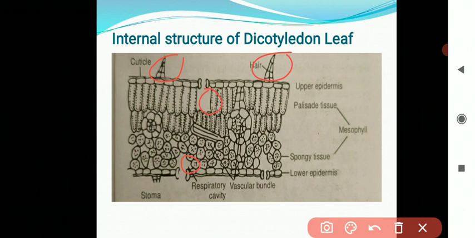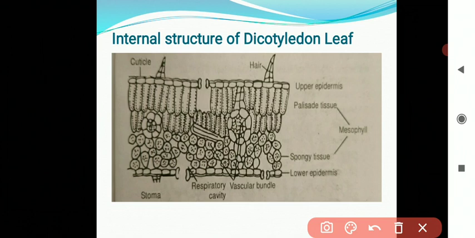The epidermis also prevents entrance of pathogens into the interior of the leaf. As the epidermis is the outermost continuous layer, it prevents the entrance of pathogens or infectious organisms, microorganisms inside the leaf. Another most important function of the epidermis is the protection of soft internal tissue of the leaf from mechanical injury. So this is all about the first region of the bifacial structure of the leaf, that is epidermis.